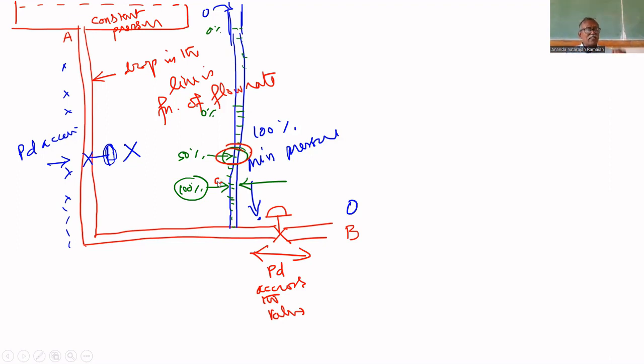Otherwise, for 100% it will be minimum, and for 0% it will be maximum. So, to keep it constant for all openings, it is possible to have a minimum value for all. By closing this hand valve, I am introducing additional pressure drop in the line so that I can always maintain this pressure across the valve.